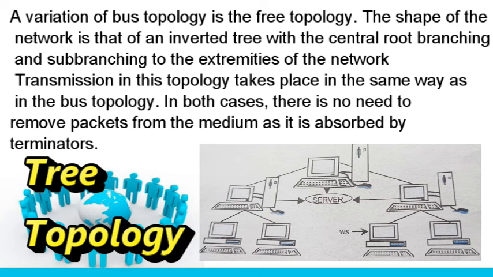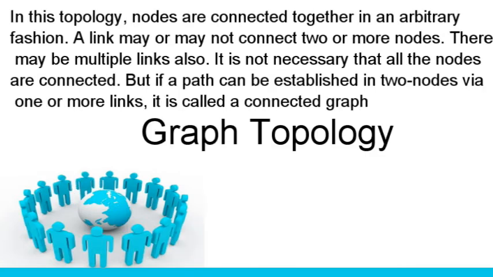The shape of the network is in the form of an inverted tree, as you can see on the screen, with the central root branching and sub-branching to the extremity of the network. So basically in this it works the same way as the bus, but there is no need to remove packets because they are absorbed by the terminator.